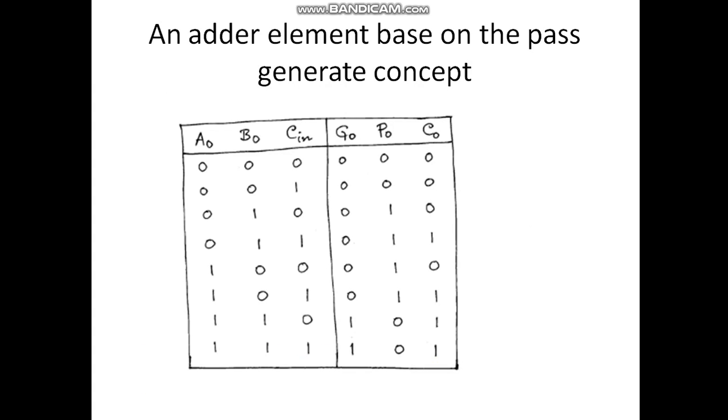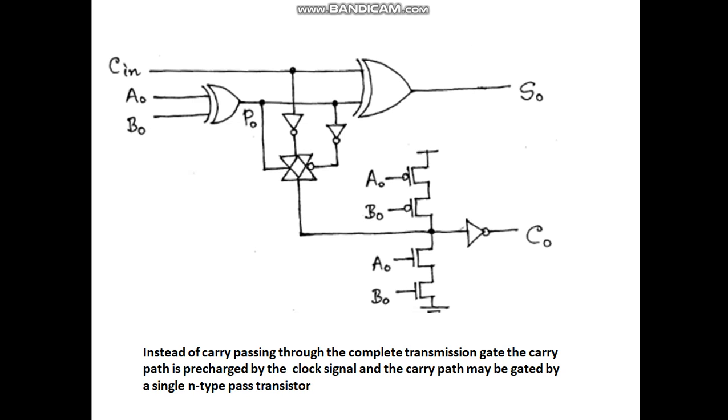Let us implement this truth table now. Let us use a XOR gate. We know that the expression for sum is A XOR B XOR C. So first A and B are XORed, then the output of that is XORed with the input C in. So this is how we got the expression for S. This is directly from the expression S is equal to A XOR B XOR C.